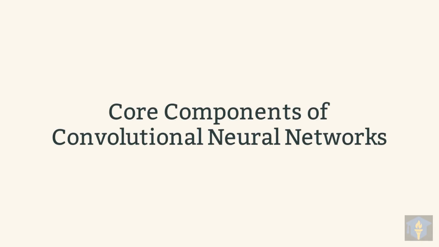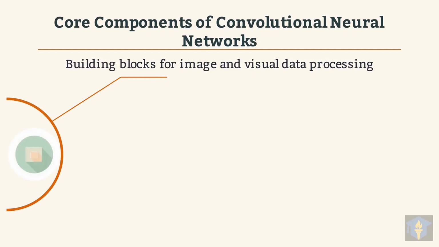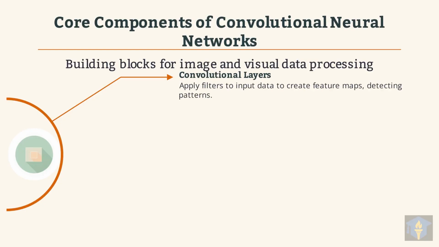Let's dive into the core components that make convolutional neural networks so powerful for image processing. These are the essential building blocks specifically designed for processing image and other visual data. Convolutional layers apply learnable filters to input data, creating feature maps that detect patterns. They apply these filters across the input, generating feature maps that highlight specific patterns and edges.